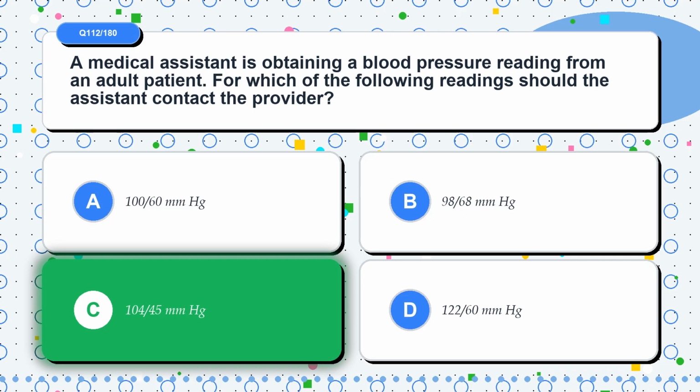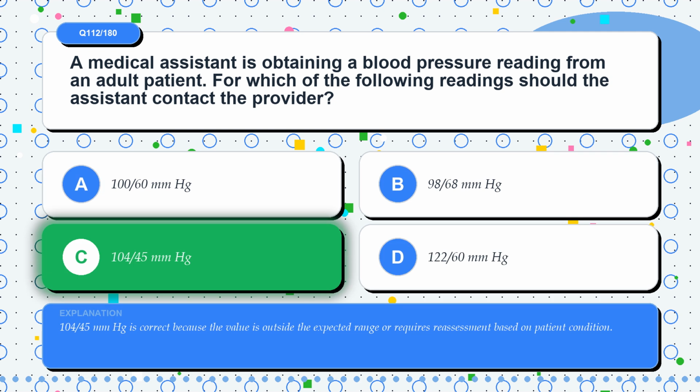The correct answer is option C. 184/45 mmHg. 184/45 mmHg is correct because the value is outside the expected range or requires reassessment based on patient condition.